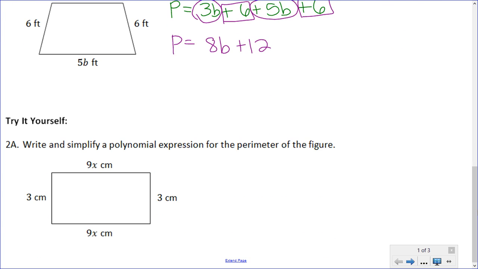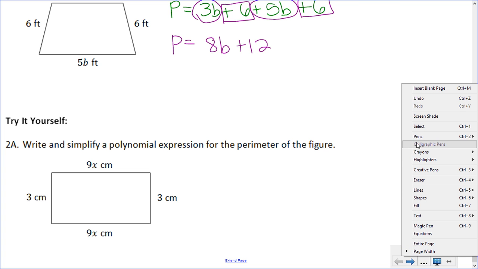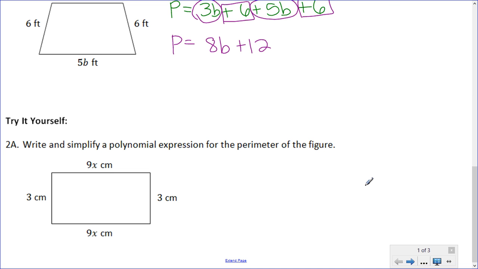All right, so for the try it yourself problem, you're going to do the same sort of thing. So pause the video and answer that question and press play when you're ready to check your answer. Okay, here for the perimeter, you should get 18x plus 6.